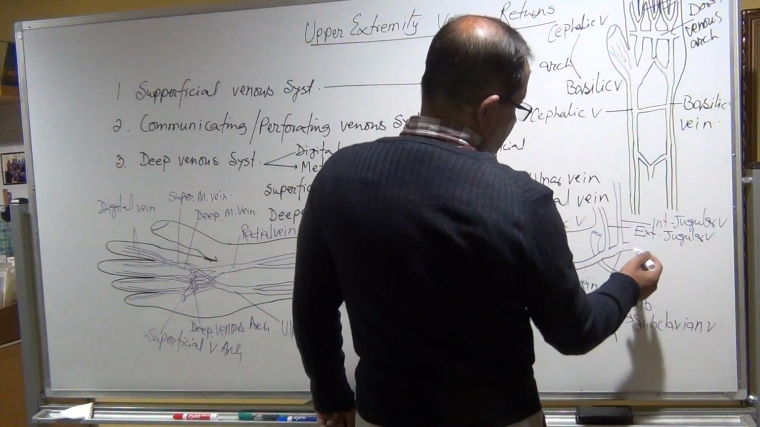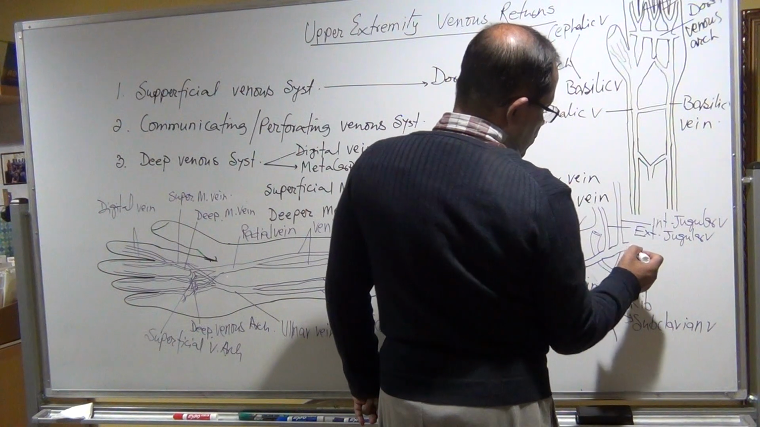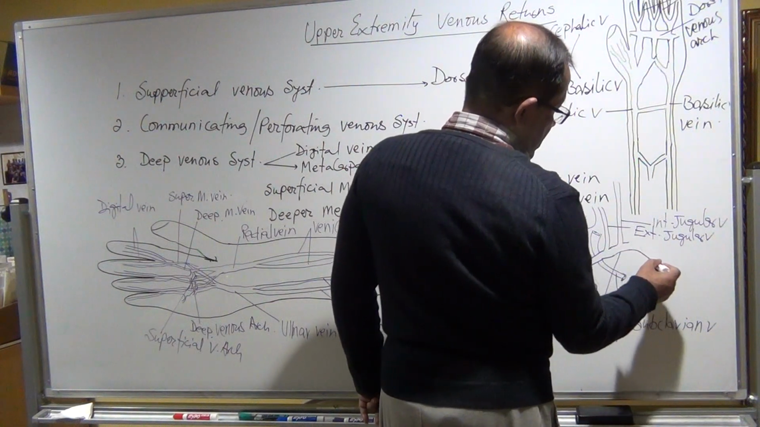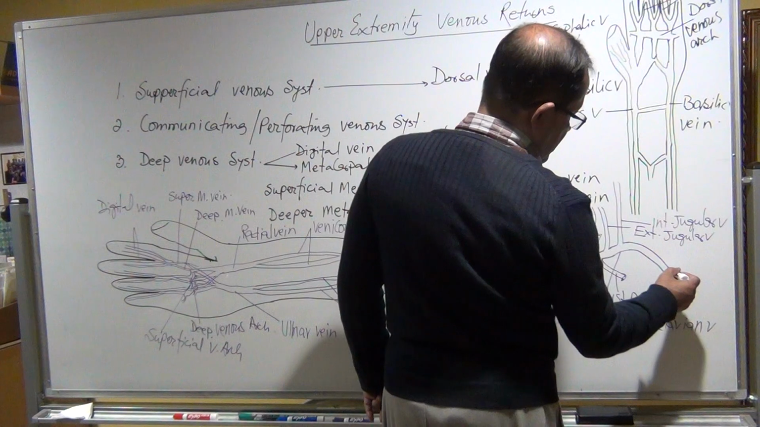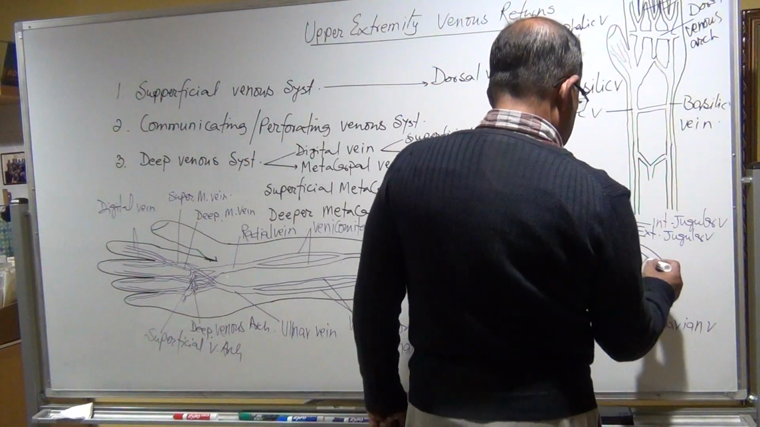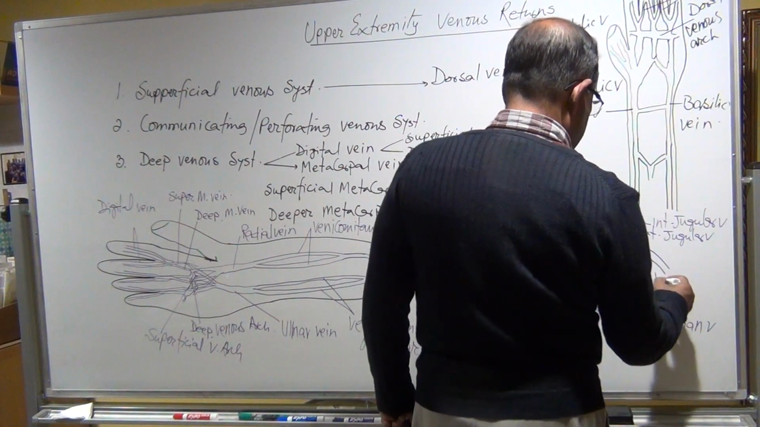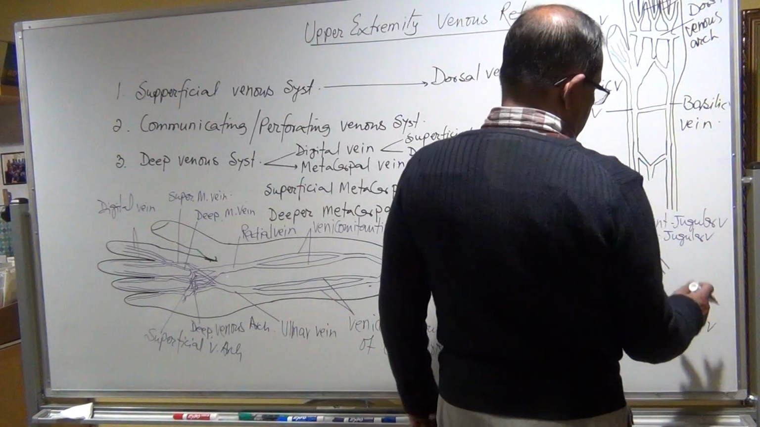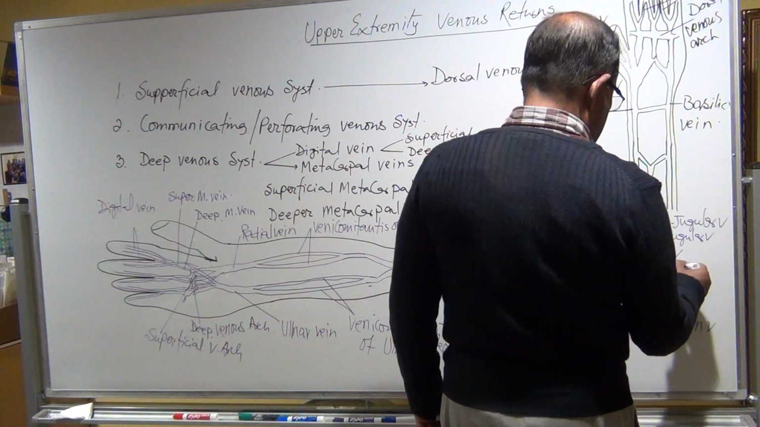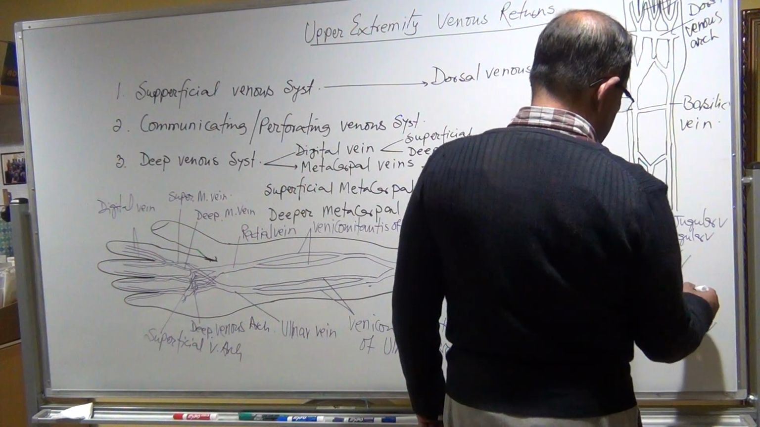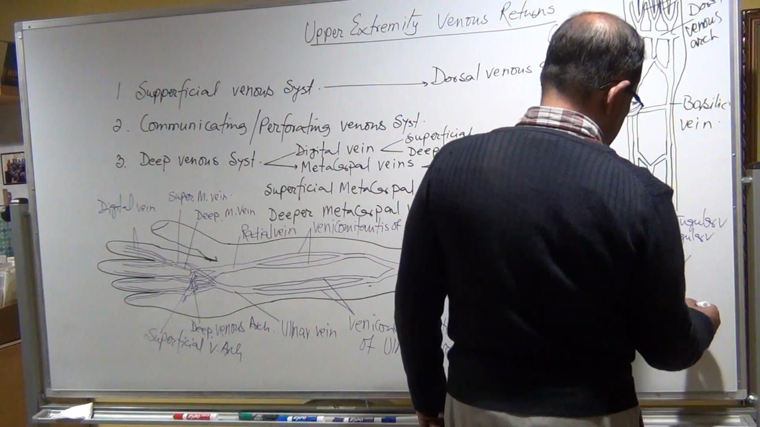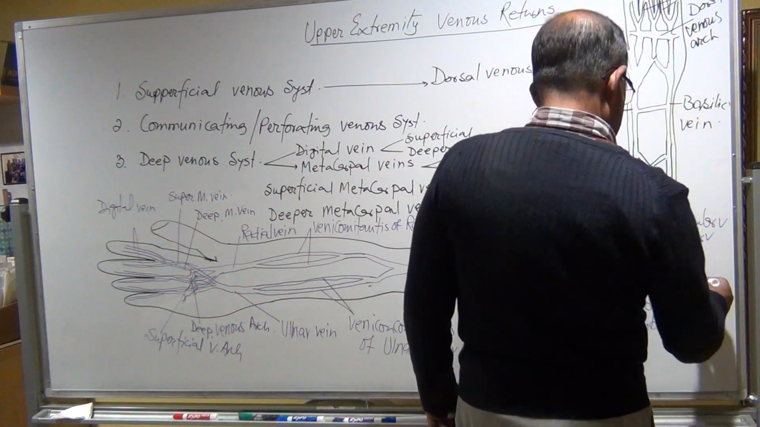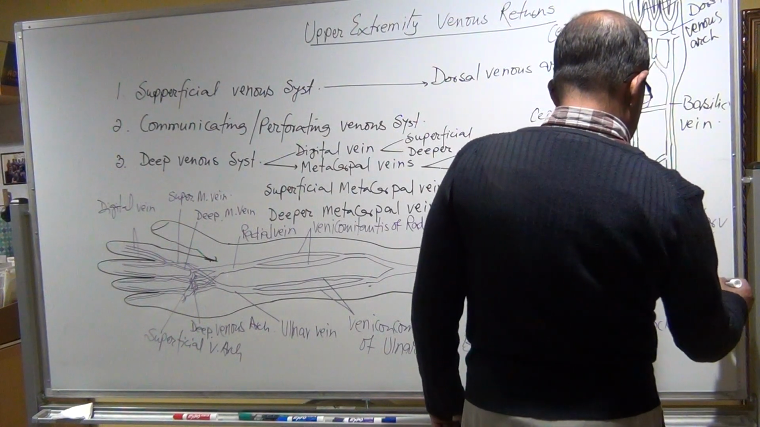This subclavian vein now, as soon as it joins with the internal jugular vein, its name is Brachiocephalic Vein. Okay, its name is Brachiocephalic Vein, BCV. Okay, and this Brachiocephalic Vein joins with another Brachiocephalic Vein and its name is superior vena cava.